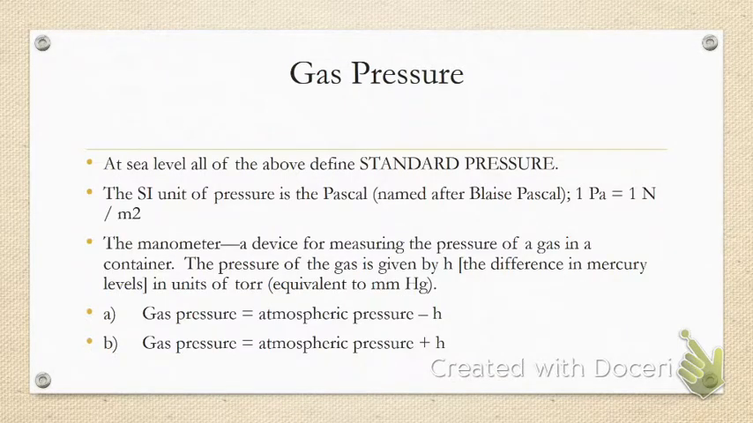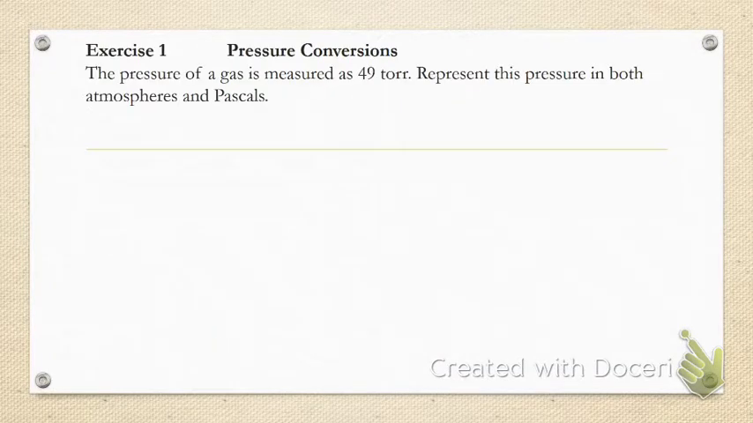Remember, when we're talking about pressure, standard pressure is 1 atmosphere, and of course standard temperature, which we'll get to later, is 0 degrees Celsius. The manometer is another device, used for measuring the pressure of a gas in a container, and the pressure is given by h, which is the difference in mercury levels. So there you go. We're going to jump right in and do one pressure conversion, and then I'm going to leave you to figure the rest out yourself. I'll show you one, one and done, and then you just have to know how to do it.